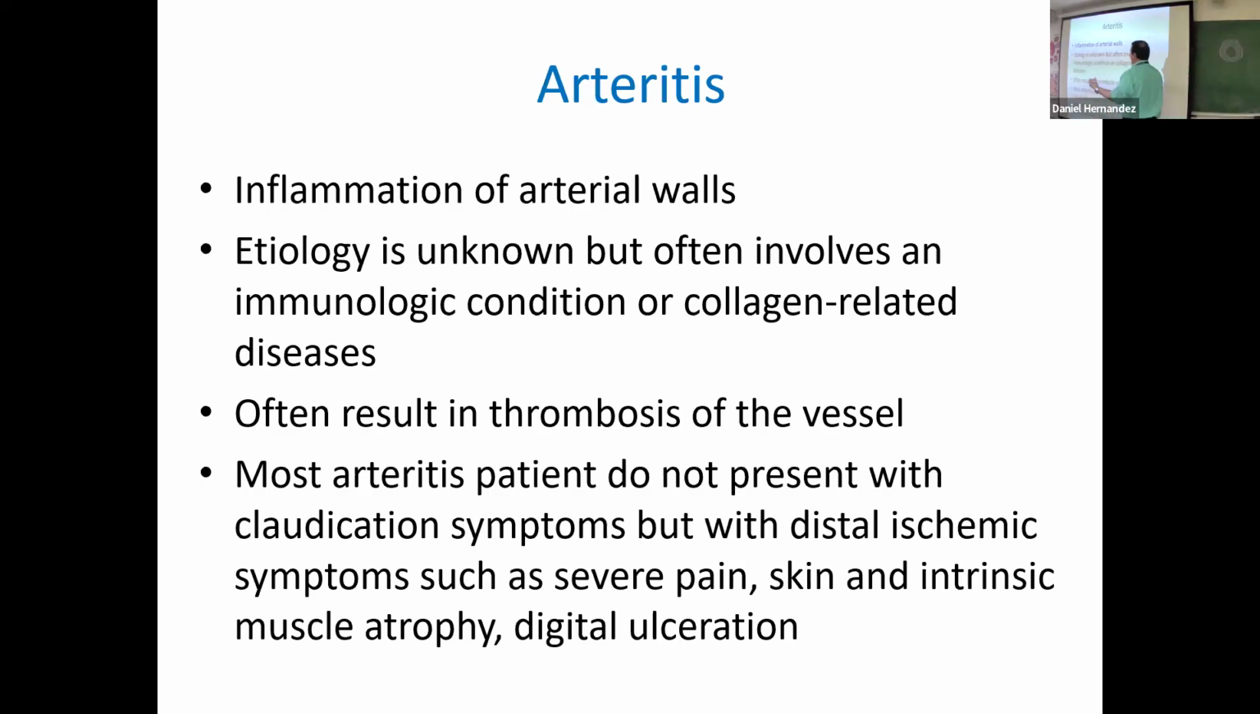So with vasculitis, when we're talking specifically about arteries, it becomes arteritis. Again, the etiology is unknown, but it often involves an immunologic condition or collagen-related disease. Arteritis can result in thrombosis of the vessel itself. We get this thickening, this narrowing of the vessel wall, which can also potentially lead to the development of clot or thrombus, depending on how severely narrowed it is.